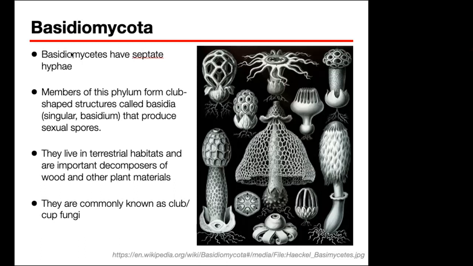Like for example, septated hyphae. So si ascomycota lang at si basidiomycota yung may septated hyphae. Contrary to that with chytrids, with zygomycetes, at yung ating arbuscular mycorrhizal fungi or yung ating glomeromycetes. Okay? So members of this phylum, meron siyang club-shaped structure called basidium that produces sexual spores.